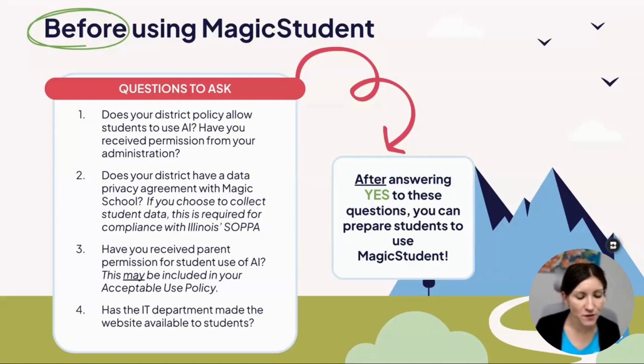Have you received permission from your administration? Also, you want to look at does your district have a data privacy agreement with Magic School? So I know I called it MagicStudent, but that's in Magic School Suite. So the agreement would actually be with Magic School. So that is required for Illinois SOPA compliance.